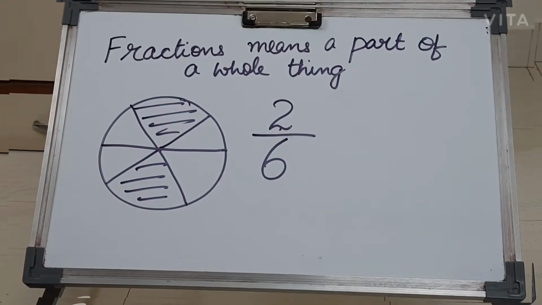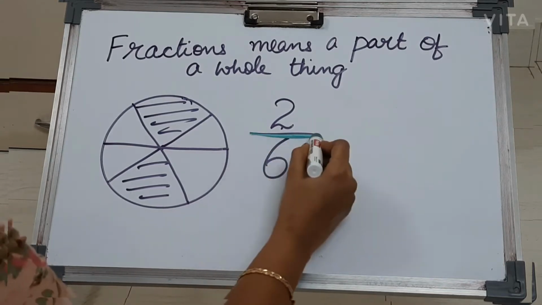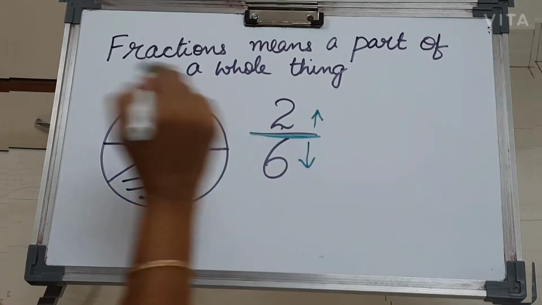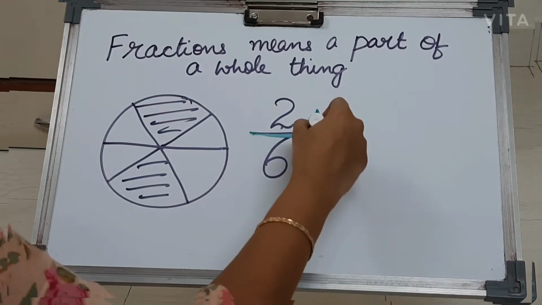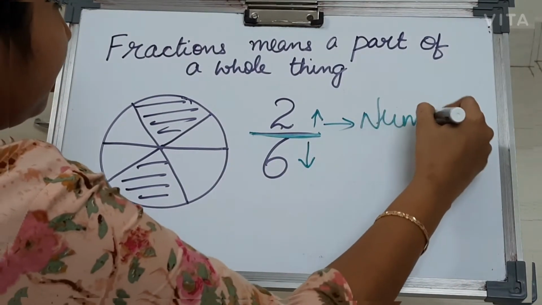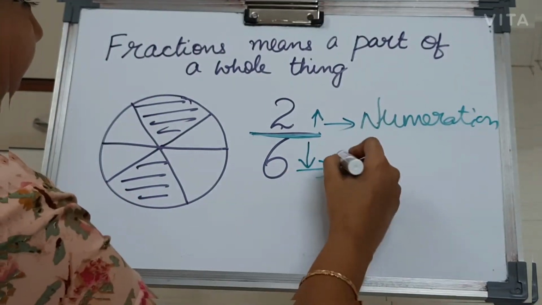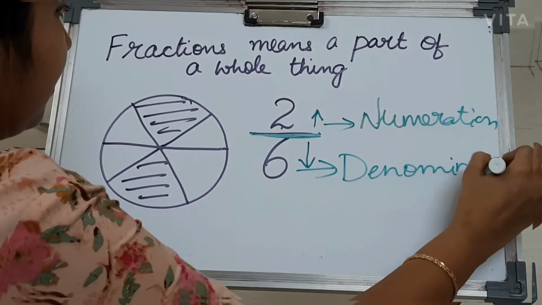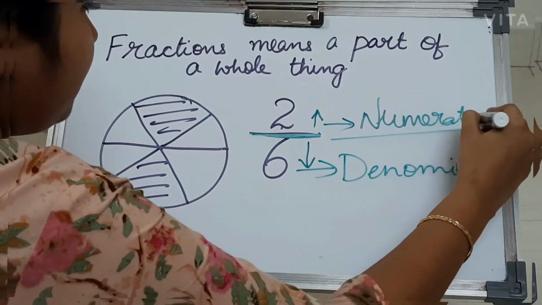Now, dear friends, you can see here this is a line which is dividing the numbers. There is one number upstairs and a number downstairs. The number above the line is called the numerator. The one down is called the denominator. So a fraction is numerator by denominator.